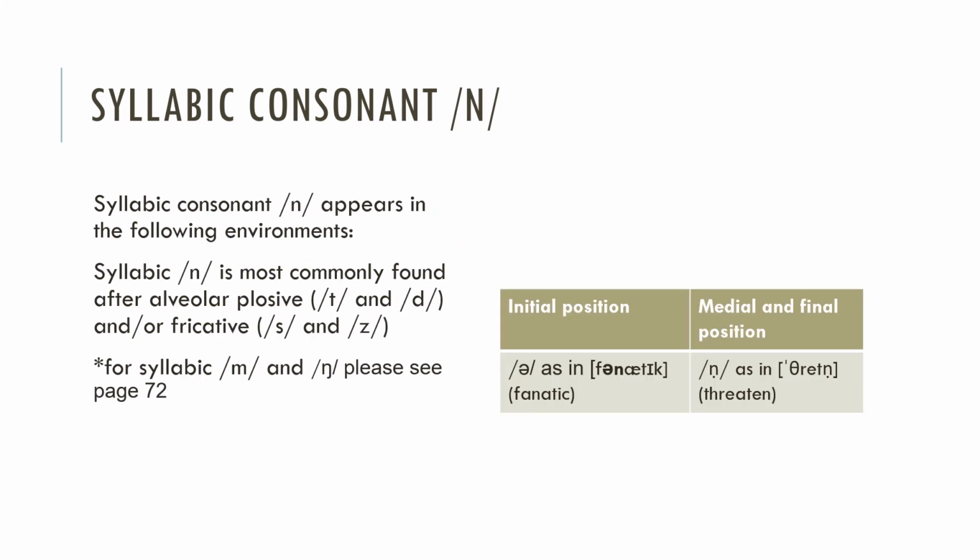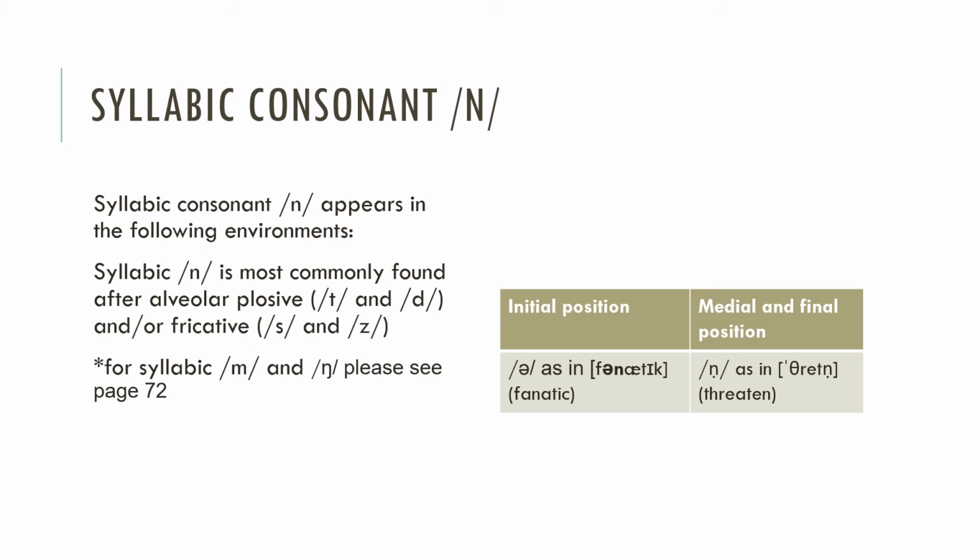Next is the consonant N. Syllabic consonant N appears in the following environments: syllabic n is most commonly found after the alveolar plosive consonants t and d and the fricative consonants s and z. For example, in the words phonetic and threaten.